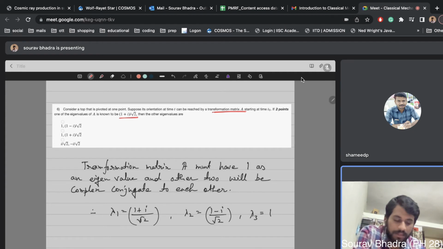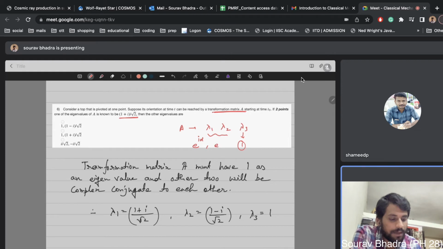In one of his videos, sir has already proved that for a transformation matrix A, we generally get 3 eigenvalues, lambda 1, lambda 2, lambda 3, and one of the eigenvalues must be 1. The other two will be complex conjugates. I mean, if one is e to the power i alpha, the other one is e to the power minus i alpha. Sir has already done this, just go through that. So this is the property of the transformation matrix.